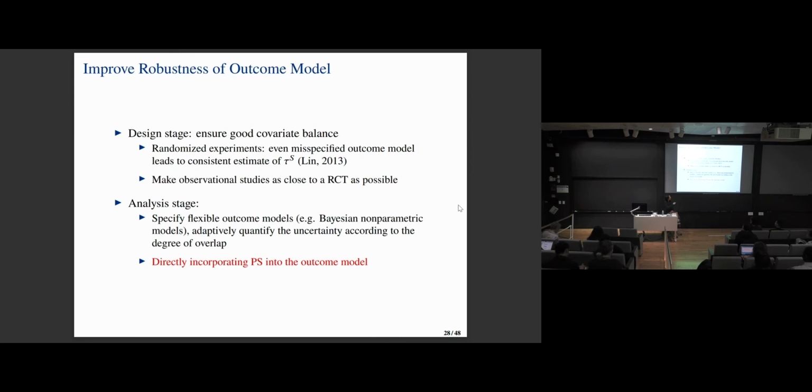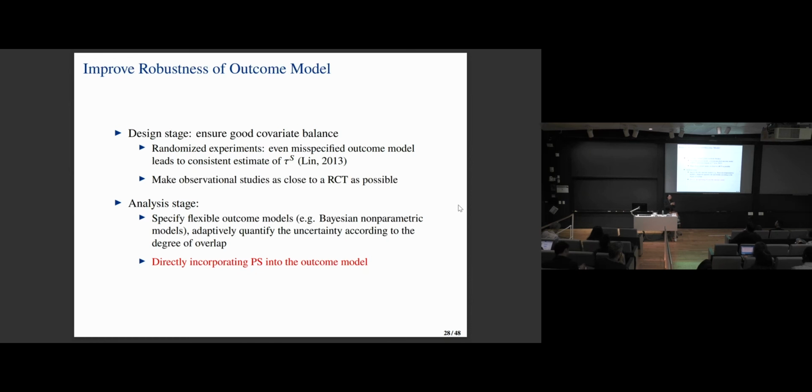There's a very famous result from Fisher and later Winston Lin that says that if you have randomized data, which in principle will be well balanced, with the treatment group and control group very similar, then even if your outcome model is misspecified, it doesn't matter. You still have consistent results. That's a very well-known theoretical result.